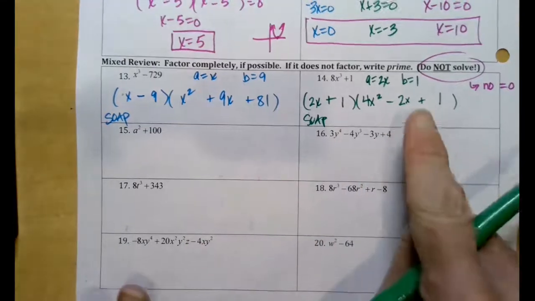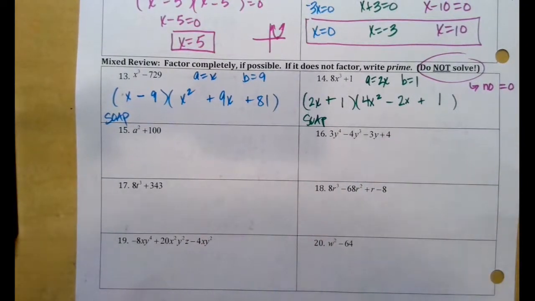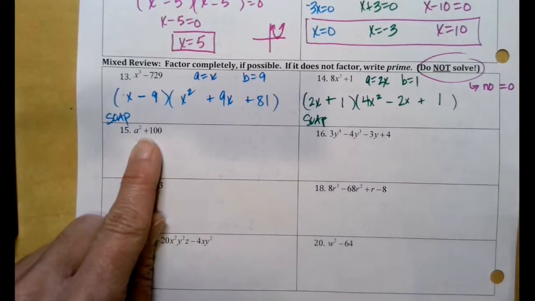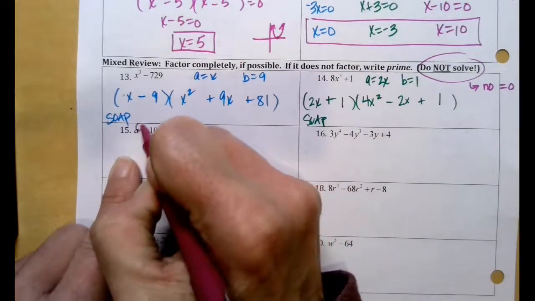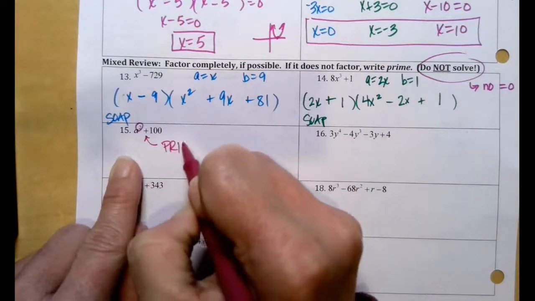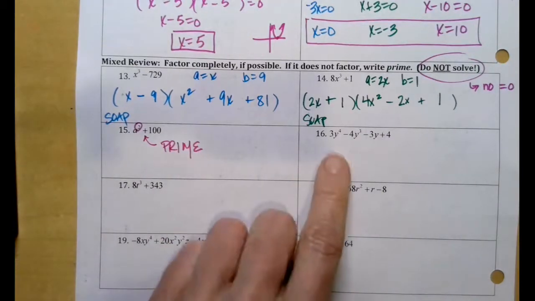And again, this looks like you should be able to factor it, but you can't. That trinomial is always prime. The sum of squares, because it's a sum, and because that's a square, it's prime. You can always just go ahead and say that.